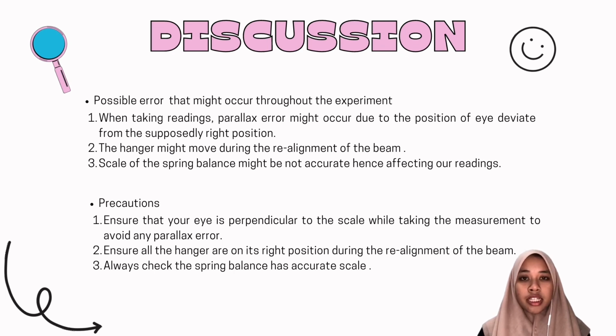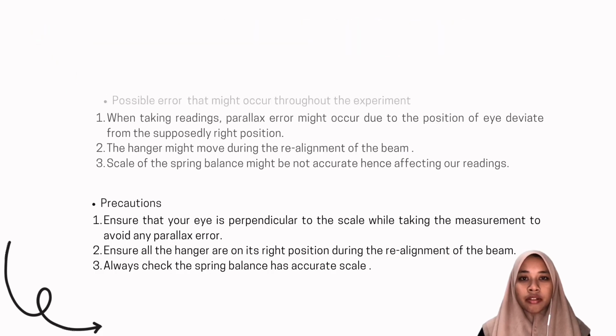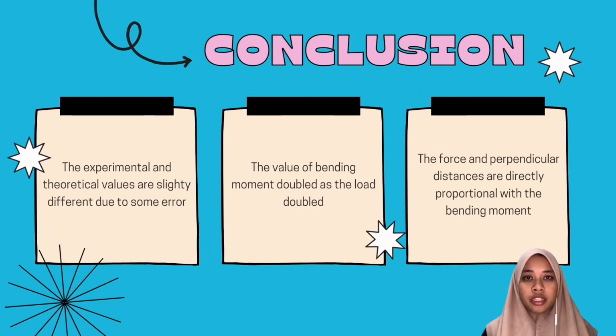Having these errors listed, we can take precautions by ensuring that our eye is perpendicular to the scale while taking the measurement to avoid any parallax error. Ensure all the hangers are in the right position during the realignment of the beam, and always check that the spring balance has an accurate scale.